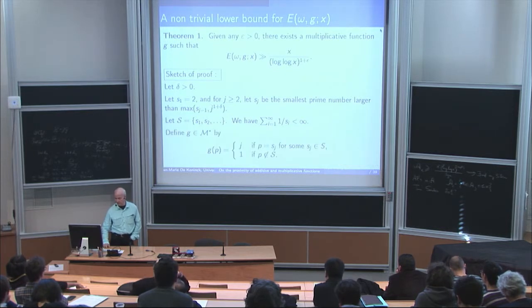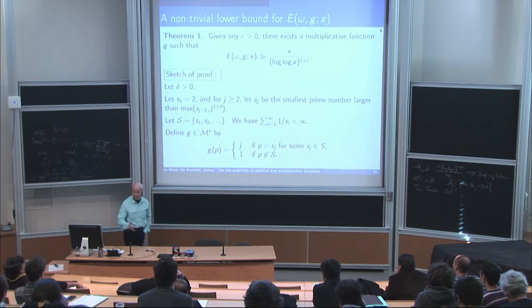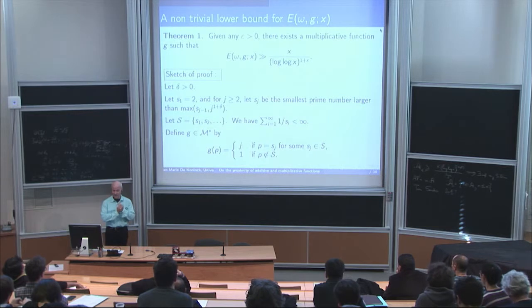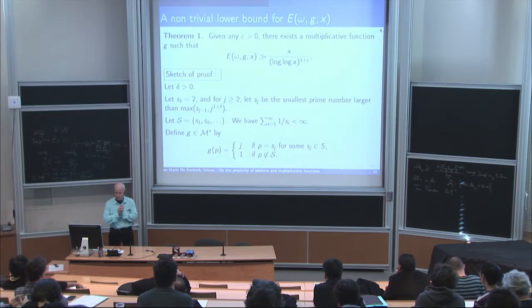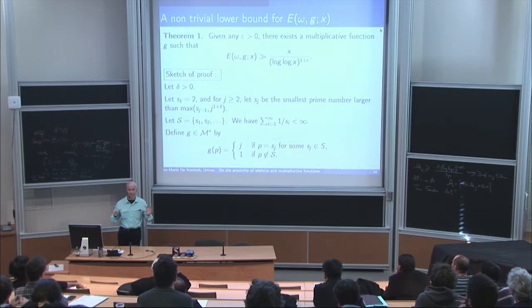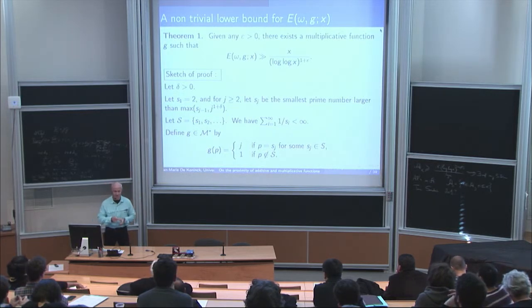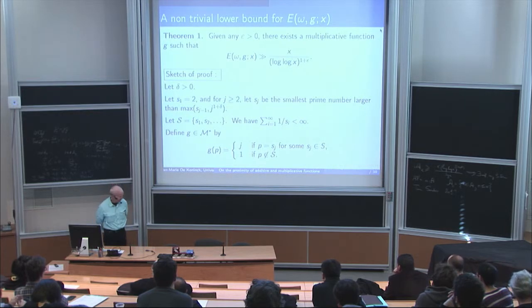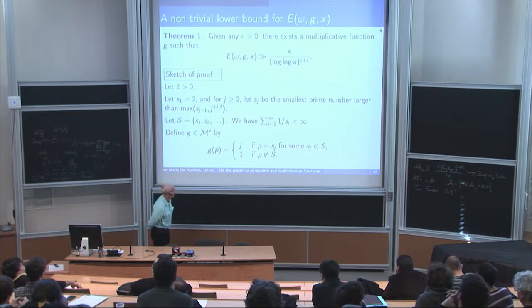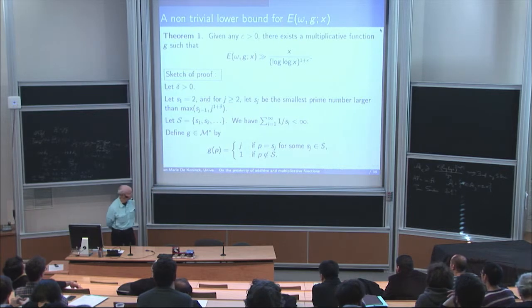That guarantees that. Okay, and then I define g, the multiplicative function, the candidate that will satisfy the inequality of Theorem 1, to be a strongly multiplicative function, which is 1 most of the time, but which is the index of that prime number if the p in question is equal to one of those primes in S. So I define it as j.